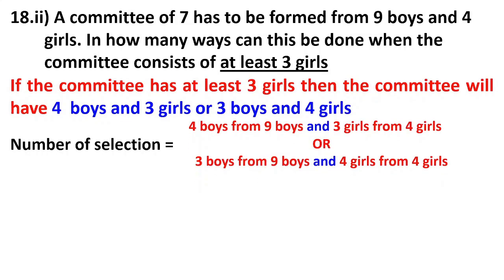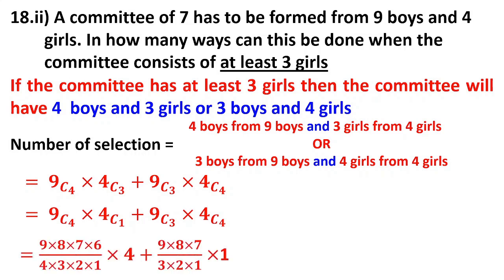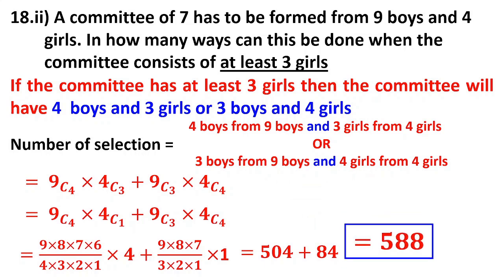At least 3 girls means 4 boys from 9 boys and 3 girls, and 3 boys and 4 girls. Therefore, it will become 9C4 into 4C3. 4 boys from 9 boys is 9C4, into 3 girls from 4 girls, 4C3. And 3 boys from 9 is 9C3 into 4C4. And I am replacing that 4C3 by 4C1. I am substituting the values. It is 504 plus 84, which is 588.